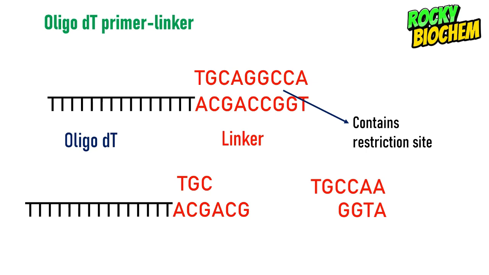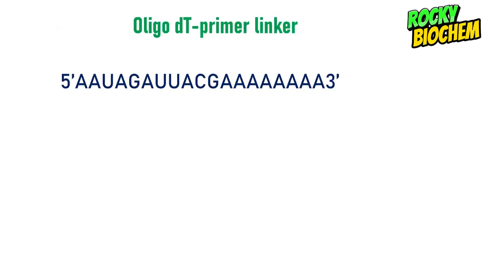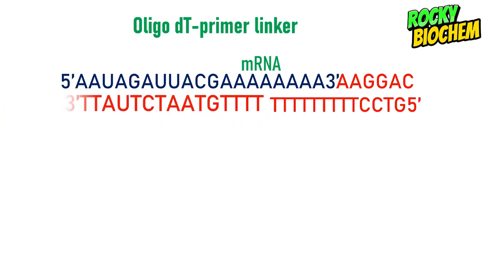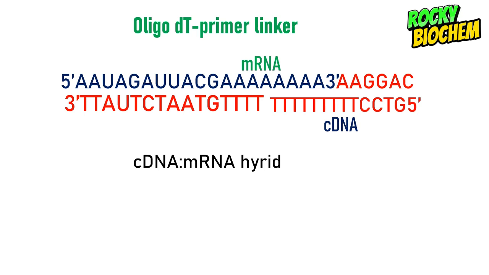The mechanism of action of the oligo-dT primer linker is similar to that of normal oligo-dT primers. First of all, the oligo-dT primer linker will anneal to the poly A tail of the mRNA. The oligo-dT region will anneal to the poly A tail of the mRNA, and then the reverse transcriptase enzyme will bind and use the mRNA as a template for the synthesis of the cDNA strand. So at the end, we will obtain our cDNA-mRNA hybrid.